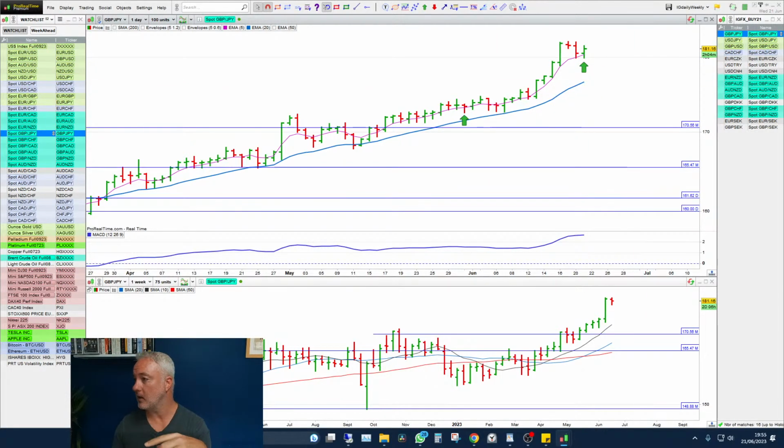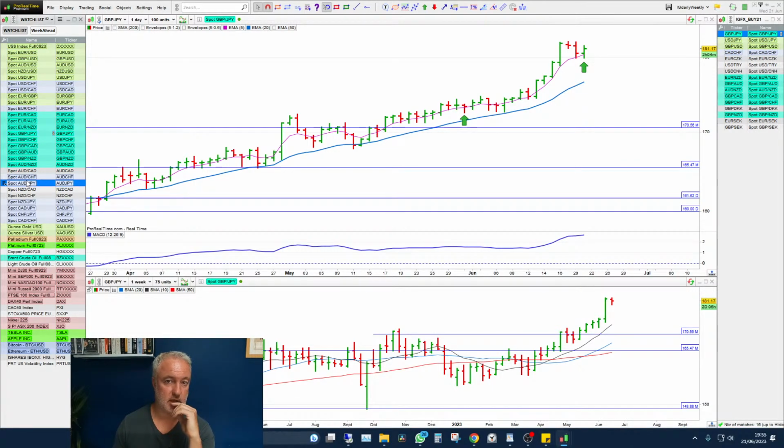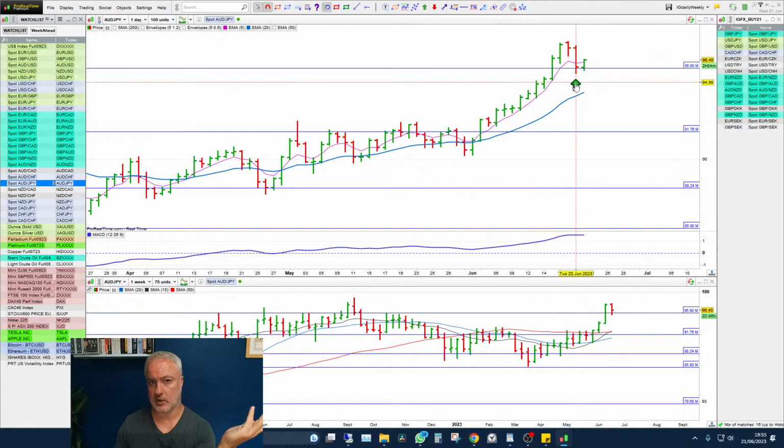So I prefer pound yen. Pound yen is my preferred entry today of this lot. It's good. Aussie yen. Yep, absolutely. Aussie yen is a small inside candle, stop loss below the low. Prefer that. I like this.